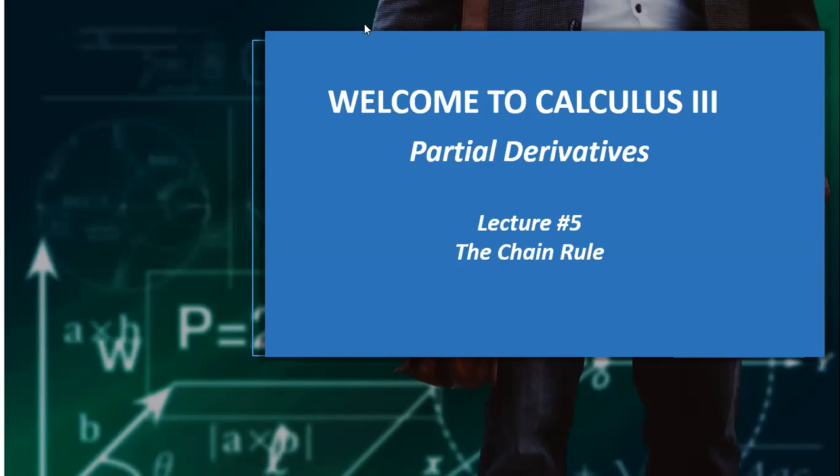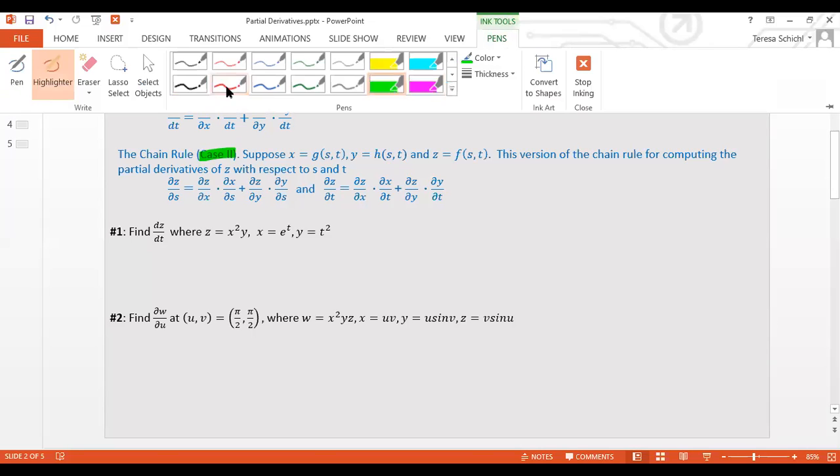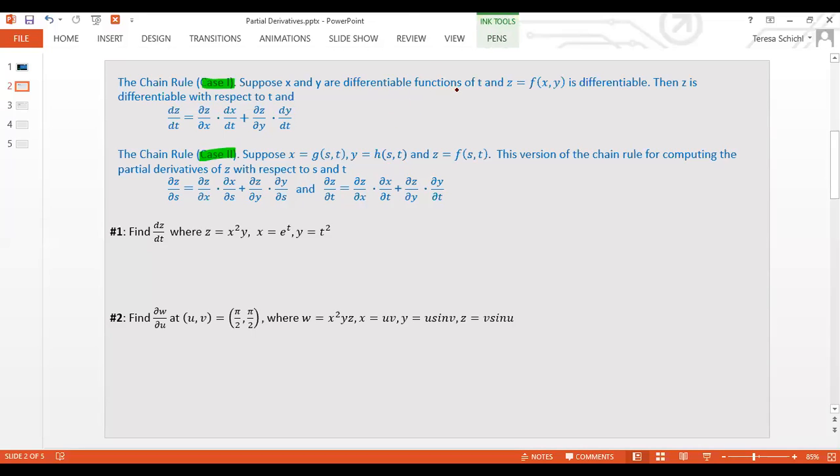This is a pretty easy concept, the chain rule. For the chain rule, we have two situations, case number 1 and case number 2, but in general they have the same idea. Let's say both x and y are differentiable functions of t. That means x is a function of t and y is a function of t.